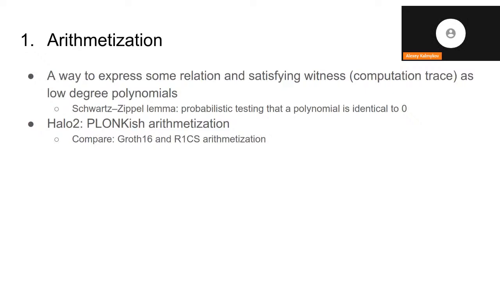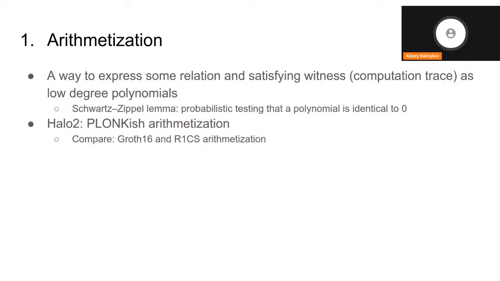So basically, an arithmetization is a way to convert certain relations and a so-called satisfying witness. A witness is private data, a piece of private data that the prover knows. Most often, it's a computation trace. So it's basically a number of statements that were executed during the computation. And we take these relations, this constraint, and this computation trace, and convert it into low-degree polynomials.